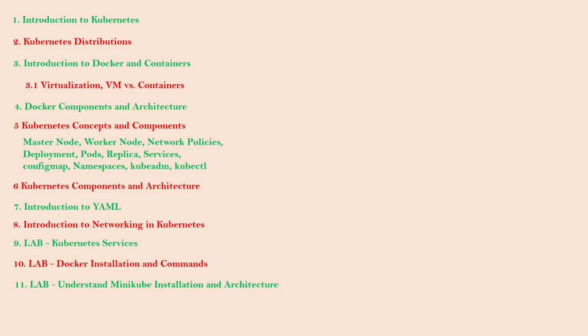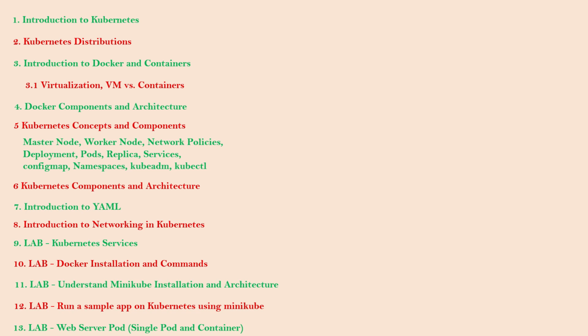For learning purposes, you don't need to have a big system in place with multiple nodes. Minikube is one of the distributions which you can install on your local PC. And then you can perform or learn all of the tasks that you can do in a large distributed Kubernetes cluster. Then we will run a sample application on Kubernetes using Minikube. Then we will create a single pod with the container. Then we'll create a standalone pod object.